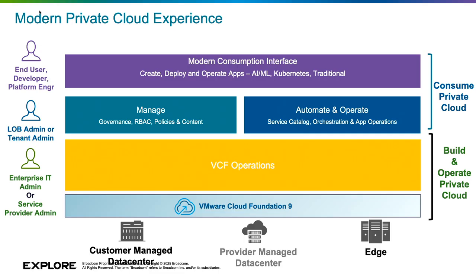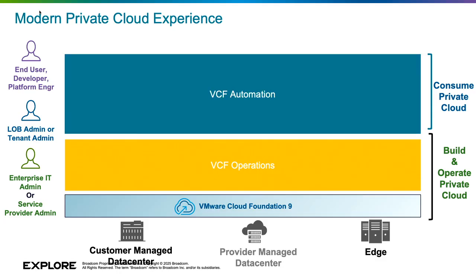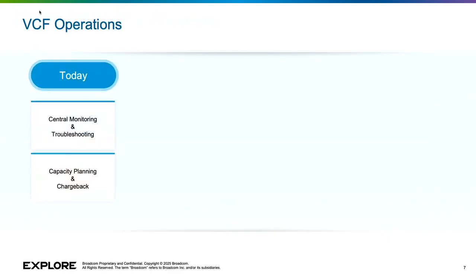VCF operations is the artist formerly known as ARIA operations, the artist formerly known as VROps. We love changing names, so that's what it's called now. And then for the consumption layer, we have VCF automation, which is the artist formerly known as ARIA automation or vRealize automation, right? We have these technologies in our portfolio, we use them to build these two layers.